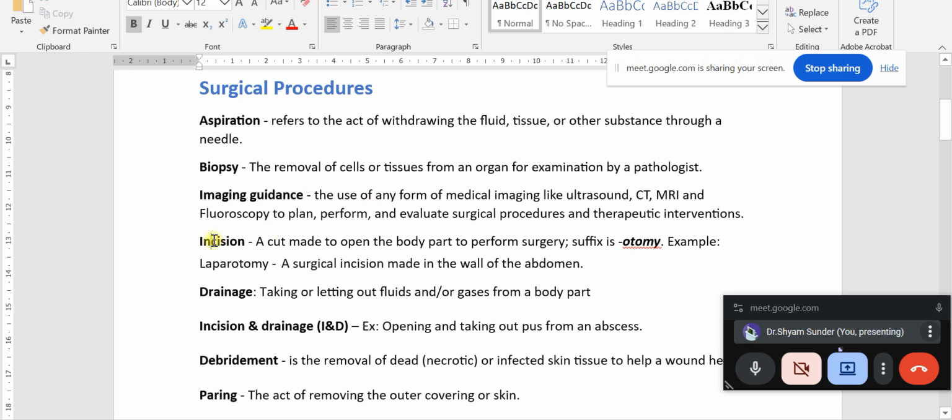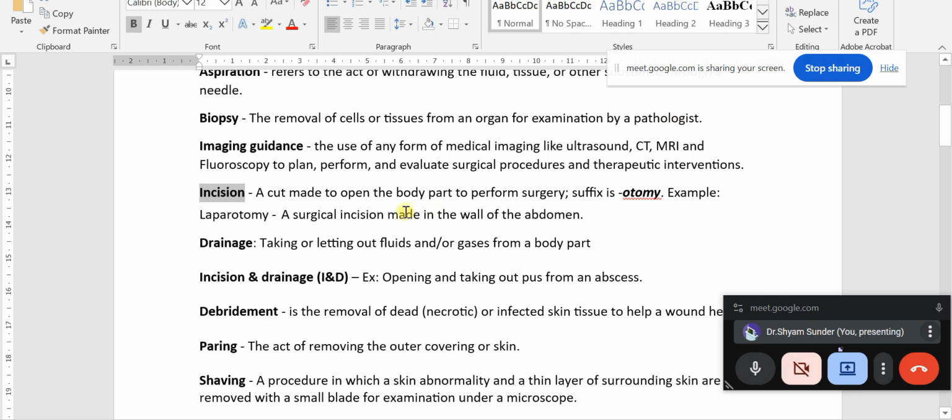Incision. What is incision? Opening, cutting open, cut open. That is incision. So example, laparotomy. Laparo means abdominal wall. Otomy is the suffix indicating incision or opening. So it is a basic procedure because to do any surgery, first thing you have to do is give an incision, the body surface area.